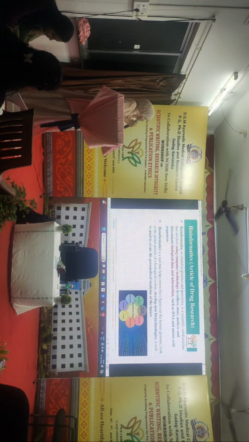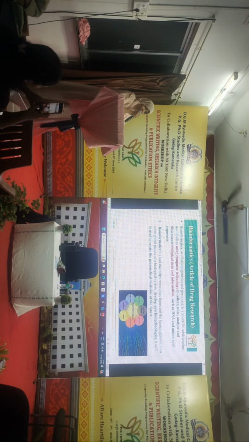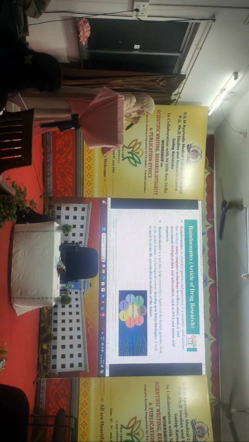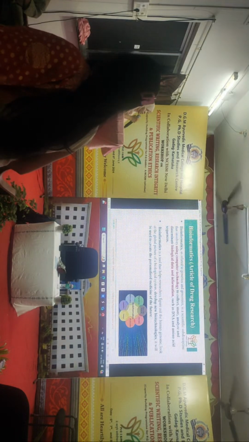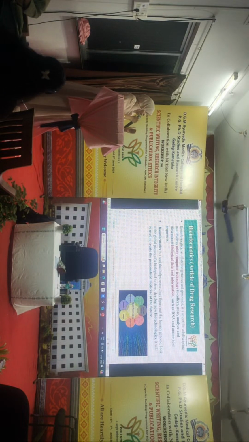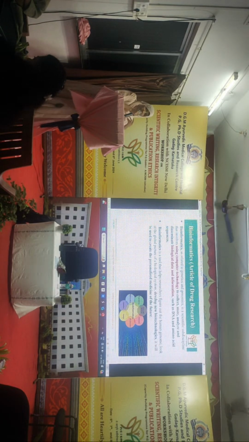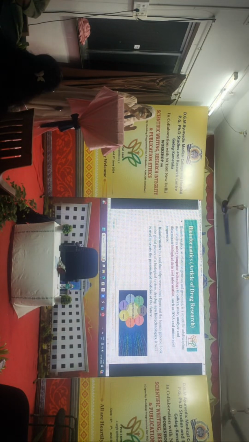So next, bioinformatics in an article of drug research. Bioinformatics, as related to genetics and genomics, is a scientific subdiscipline that involves using computer knowledge or computer technology to collect, store, analyze and disseminate biological data and information. I told you, such as DNA and amino acid sequences, everything will be collected and stored.